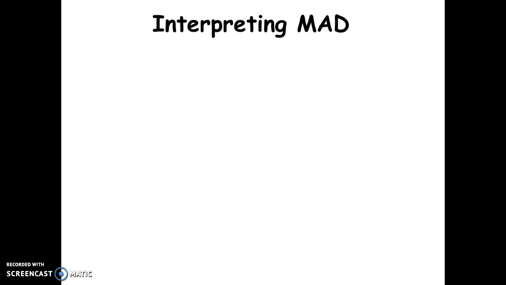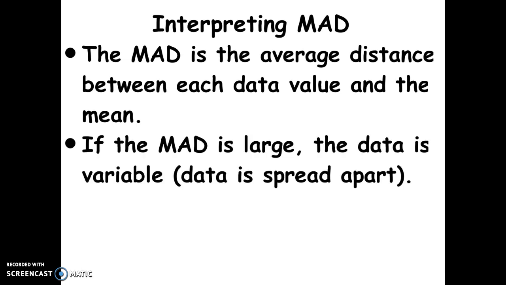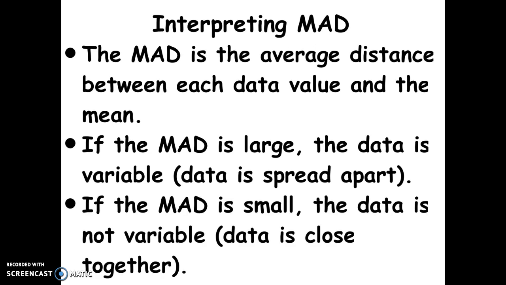Interpreting MAD. The MAD is the average distance between each data value and the mean. So if the MAD is large, the data is variable or spread apart. And if the MAD is small, the data is not variable or it's close together.